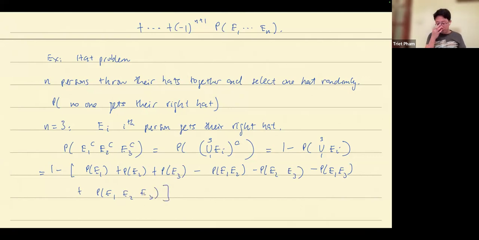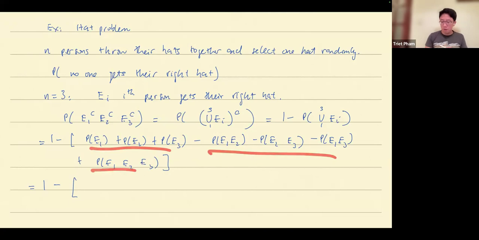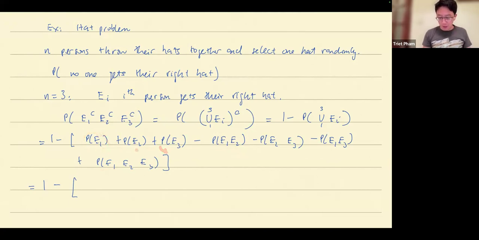Okay, and so I think this is where we stopped last time. Now let's fill in the calculation for each of these probabilities. E1, or each of the E_i, represents the event of the ith person getting the right hat. Well, if there are 3 persons or 3 hats, from the point of view of each person, there are 3 hats, and they're equally likely to be selected. So the probability that a person selects the right hat is 1/3.